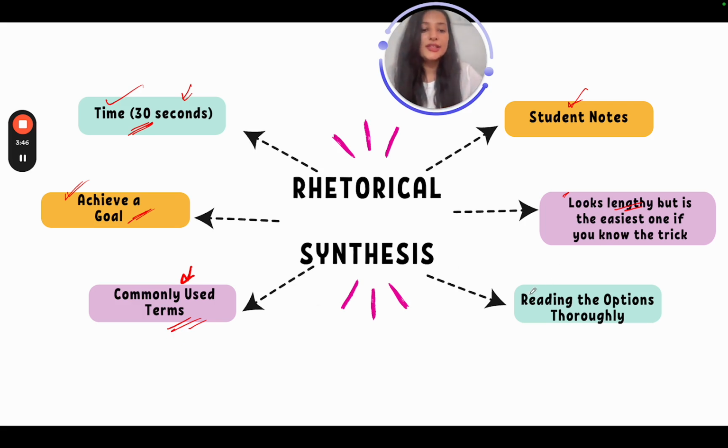Let's look at the next, reading the options thoroughly. Here, it's very important that you read the options thoroughly, because when we look at the strategy video, you'll know more about it in detail. But for now, I'll just give you a short glimpse. In this question type, we will be reading the question stem to know what it is that we want to achieve.